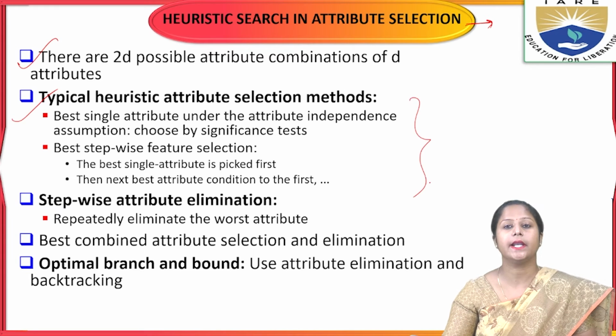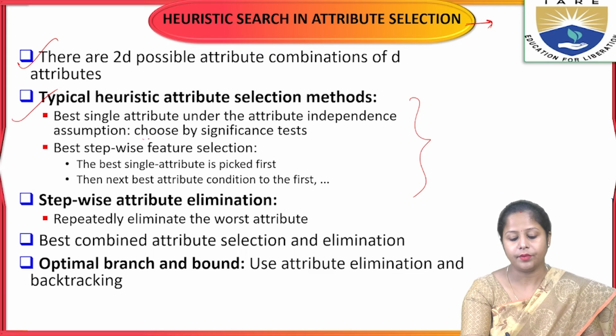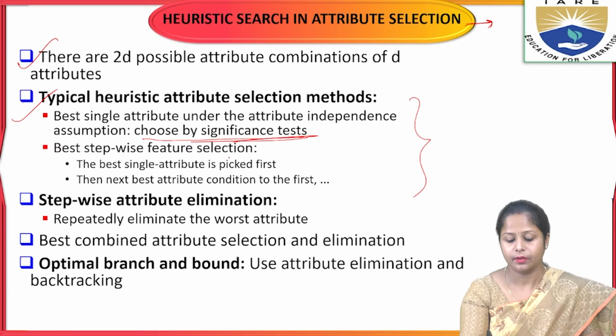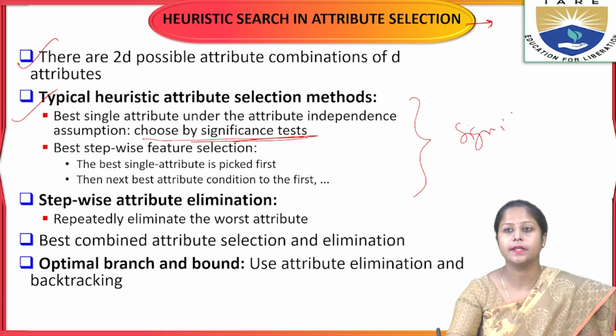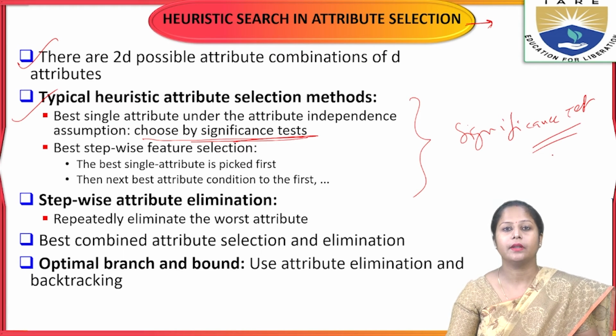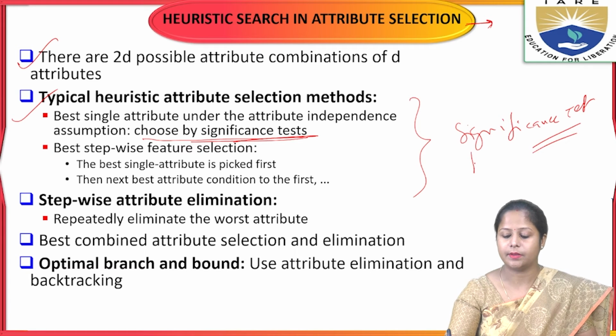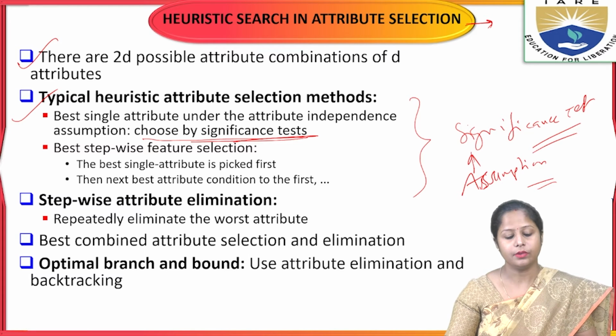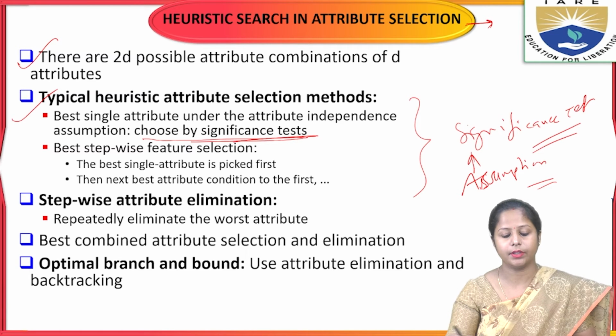The first is the best single attribute under the attribute independence assumption. In that, we choose by significance test. First, we need to do a significance test, and after that we make an assumption for the selection of the attribute. Next is best stepwise feature selection. The best single attribute is picked first, then the next best attribute, conditioned on the first.